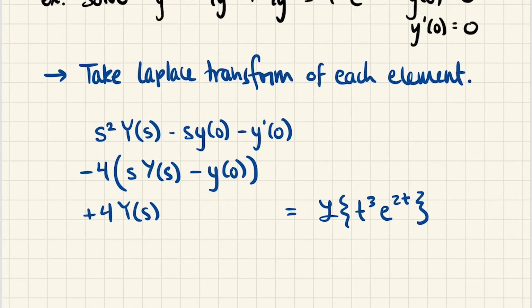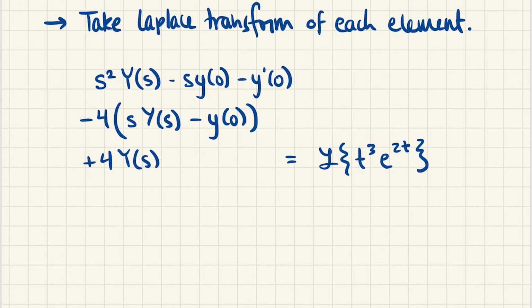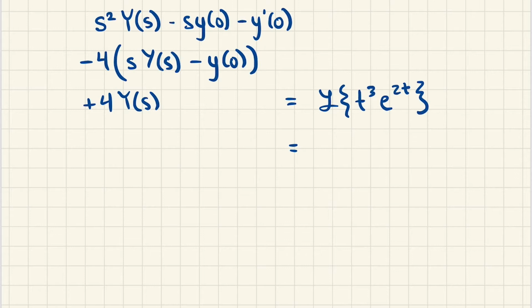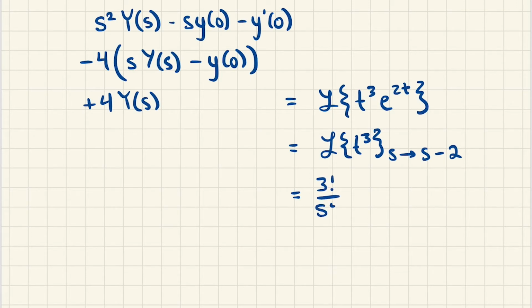And thank goodness we know the first translation theorem, so we don't have to go in and do this big ugly integral. We know this is, of course, the Laplace transform of t cubed with s replaced by s minus 2. So that's going to be 3 factorial divided by s to the 4 with s replaced by s minus 2. So we get 3 factorial, which is 6 over s minus 2 to the 4th.